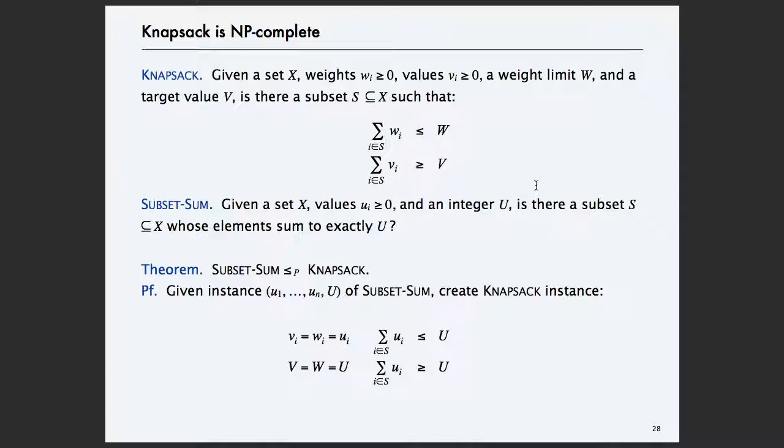Given a set X and values ui greater than or equal to 0, and an integer U, what we're going to do is create a knapsack problem where for each one of the elements in my set, I'm going to have v and w be the same.